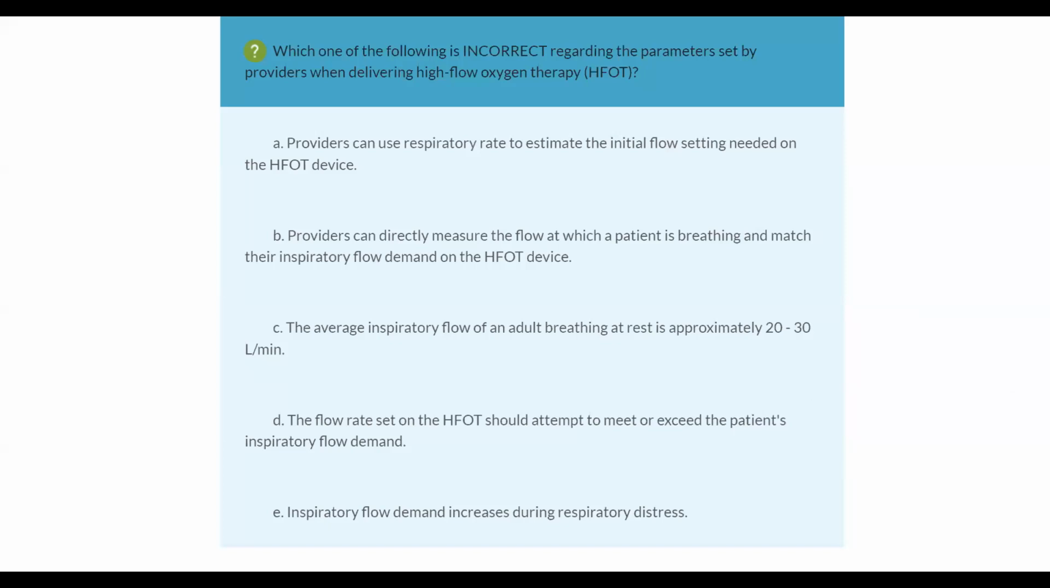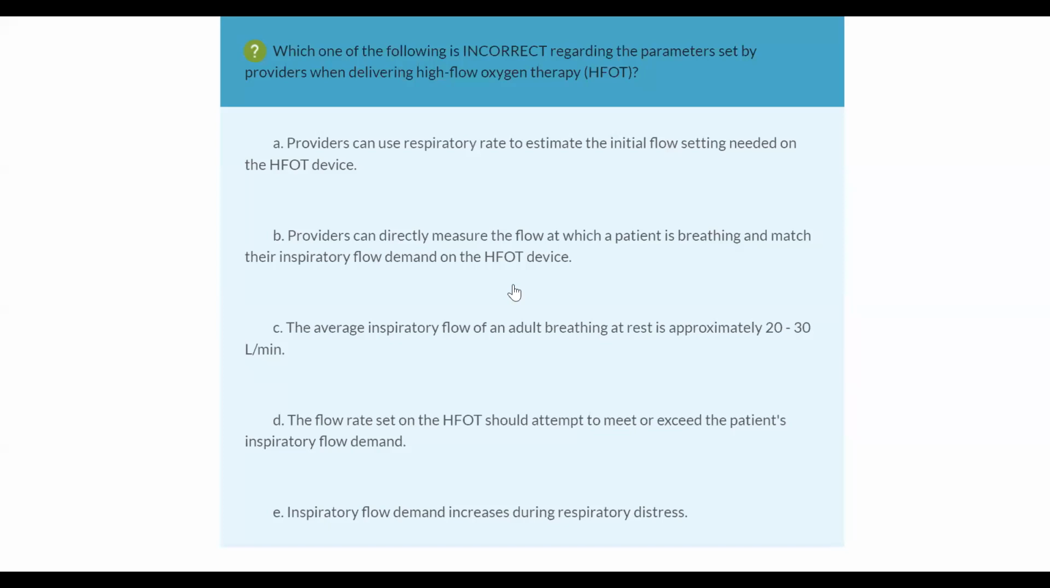Okay, people are very quiet. And most of them got the wrong answer. The correct answer is B, because you can't directly measure the flow at which the patient is breathing. There is no way you can measure that. But A is true, because you can estimate from the respiratory rate and then try to match that to the flow setting. If the respiratory rate is high, it means the patient may be in respiratory distress, so the inspiratory flow is increased. Then you can decide to increase your flow rate.